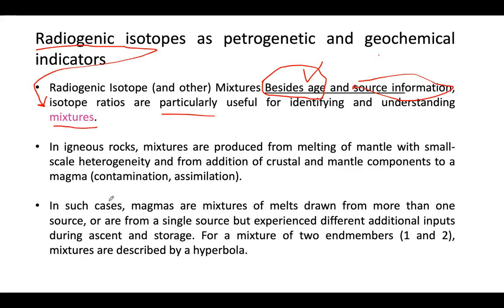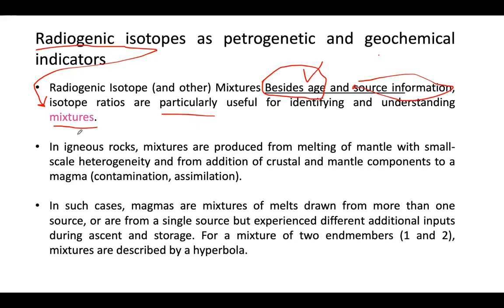Okay, although we consider mixtures, currently it might not be a liquid. It might be a rock, just a rock. Now it's crystallized, solid now, right? But still, it's a product of a mixture, right? So you can unmix it to find out what has contributed to form that particular mixture. So anyway, whether it's a liquid or a solid, to understand the mixtures, we can use radiogenic isotopes in different phases, right?